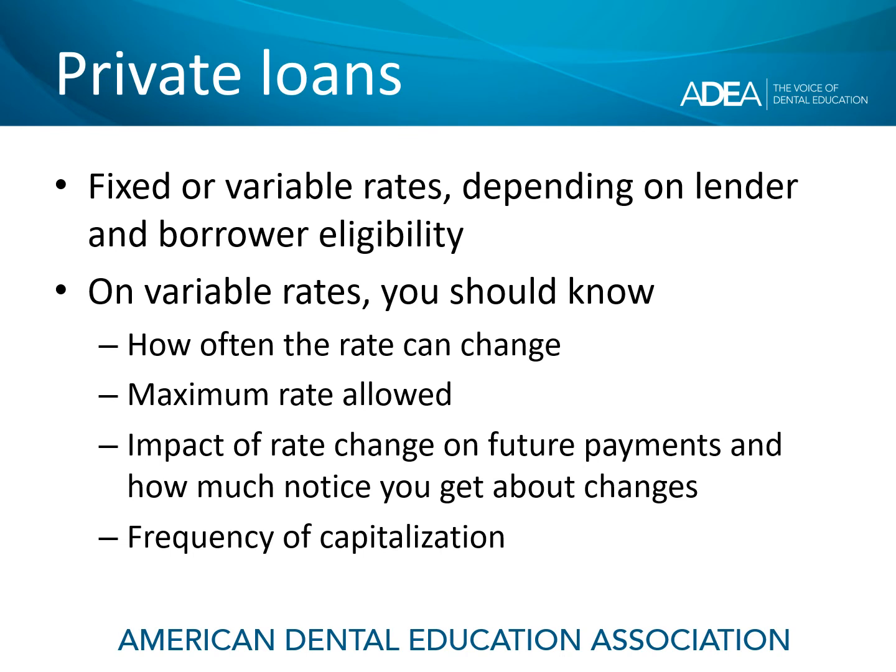Private loans can have fixed or variable rates. That depends on the lender and your eligibility. If you happen to have private loans with variable rates, you really do need to know how often the rate can change, and is there a maximum rate allowed? In other words, is there a cap in terms of how high the interest rate could go? You also need to know, if it's a variable rate, the impact of the rate change on future payments, and how much notice you get about the changes in the monthly payment amount based on the change in the interest rate. Common sense stuff, but if the interest rate changes, you need to know how soon your payments are going to change, especially if the payments are going up.